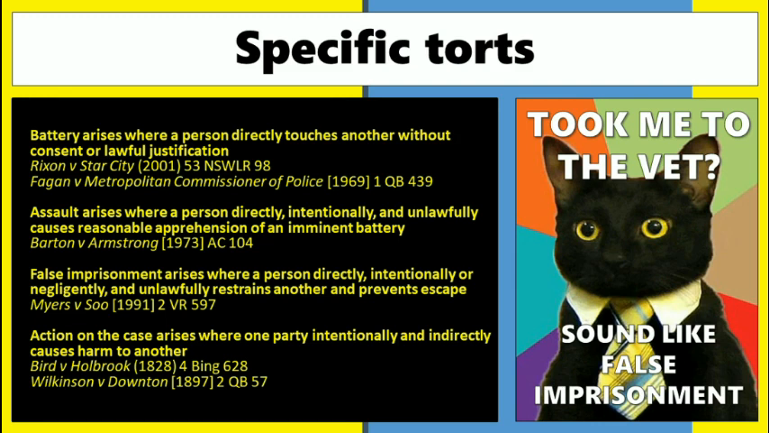unlawfully. Now, again, the elements here is that false imprisonment is going to come up where a person directly and either intentionally or negligently creates a situation where the plaintiff is unlawfully restrained and stops them from taking reasonable steps to escape. And in Myers and Sue, that was the situation.